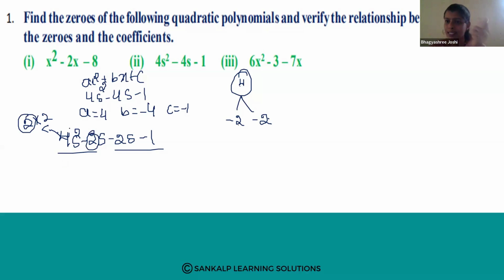S square means s into s. So 1s I will take common. 2s. What remains in the bracket? 2s minus 2s, already I have taken common.